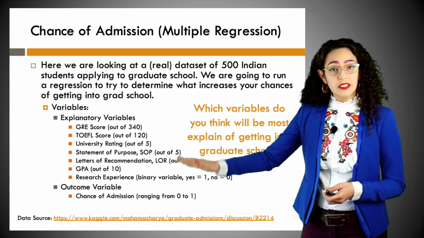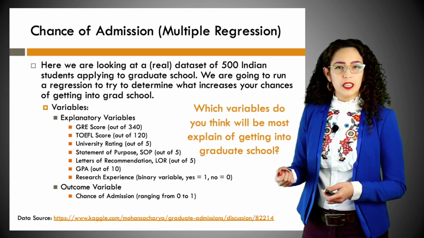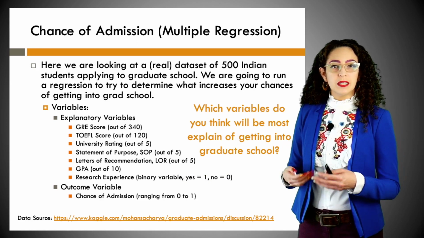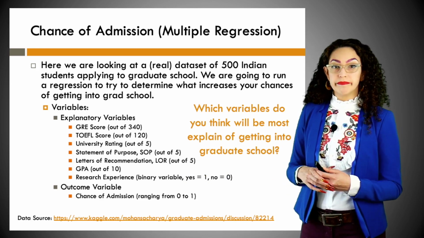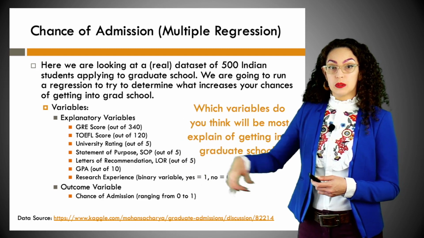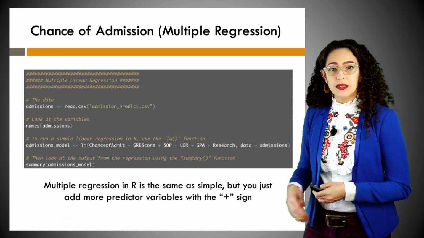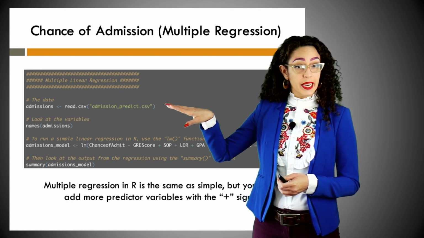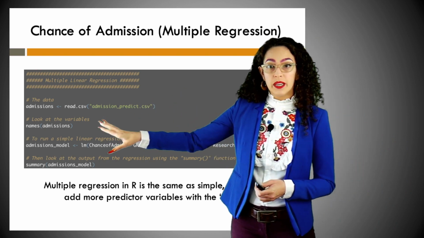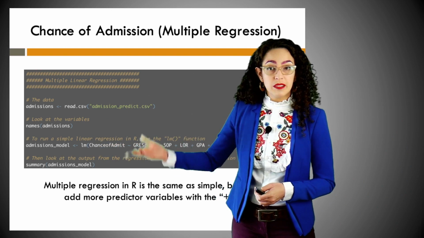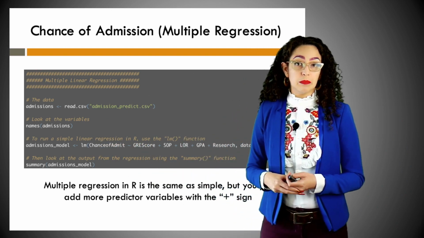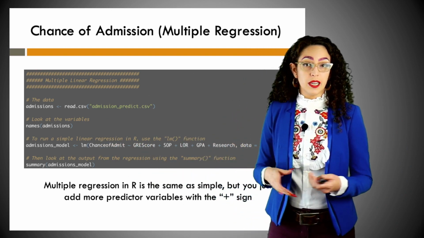So out of all these variables, what variables do you think are going to be most predictive of somebody getting into grad school? Look at all those. What do you think? Now to actually run a multiple regression, it is nice and easy. We just read in the data, which is on Canvas. I recommend you try it. We are going to get the names, and that's just going to tell me all the different variables that are in there because I didn't know what I wanted to include in my regression yet.